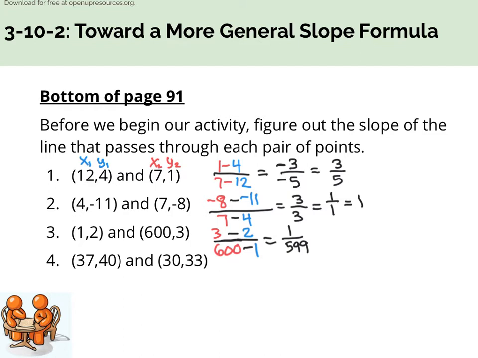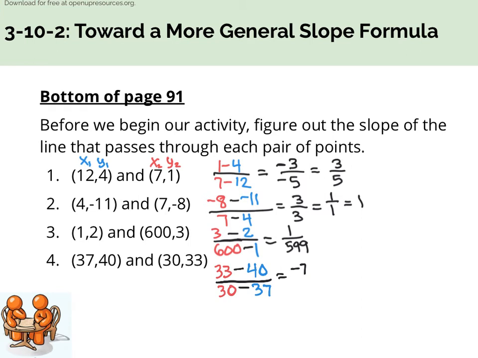So with number 4, we're going to subtract off our y's. We're going to say 33 subtract 40 all over 30, because that's our x's. So 30 subtract 37. So 33 subtract 40 is negative 7.